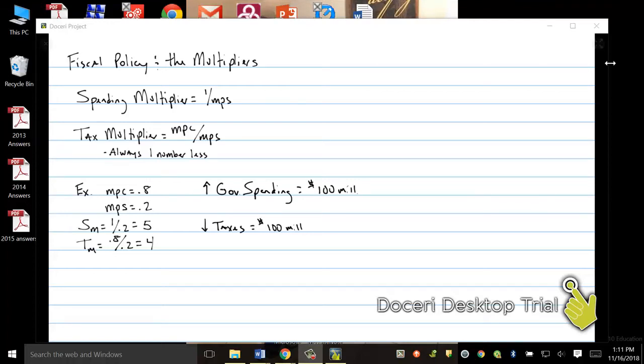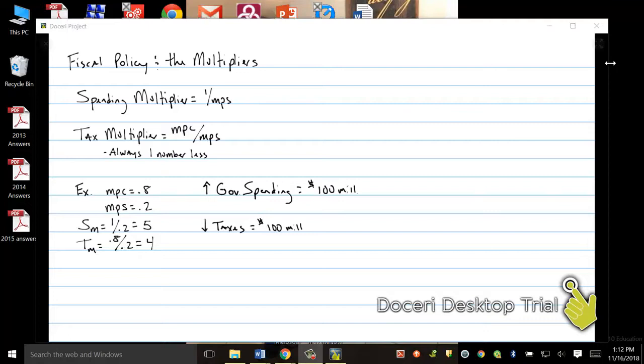Okay, in our example today, we are going to work on fiscal policy and how fiscal policy impacts the GDP. So we're going to talk about fiscal policy and the multipliers. There's two multipliers that we have to make sure that we understand when we are dealing with fiscal policy, and those are the spending multiplier and the tax multiplier.